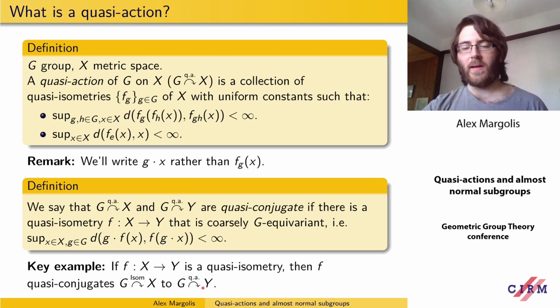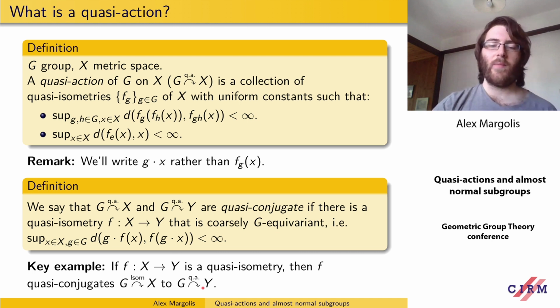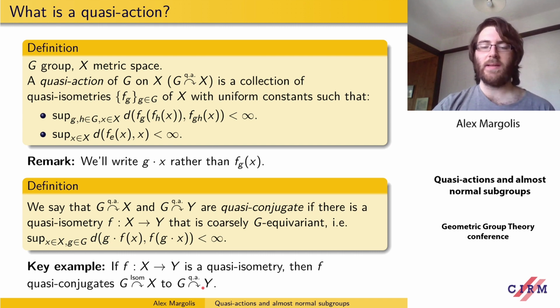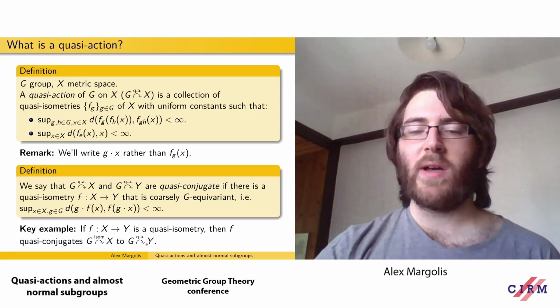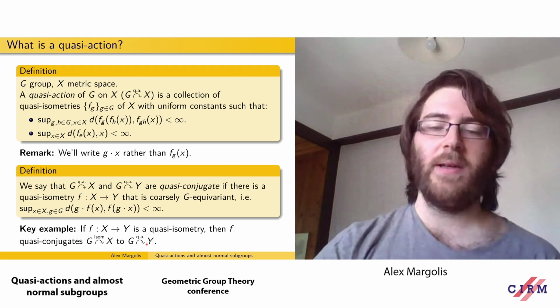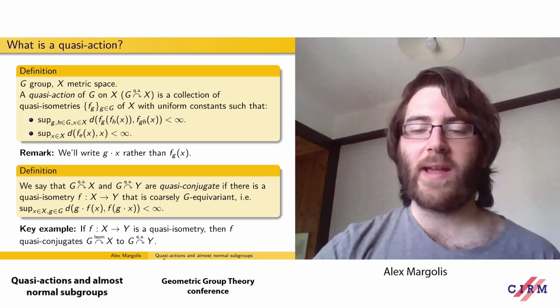And a key example is if we have a quasi-isometry from X to Y and we have an isometric action of G on X, then the quasi-isometry F quasi-conjugates this isometric action to a quasi-action on Y. And part of the theory of quasi-actions is to do the other direction, to quasi-conjugate a quasi-action to a nice isometric action.